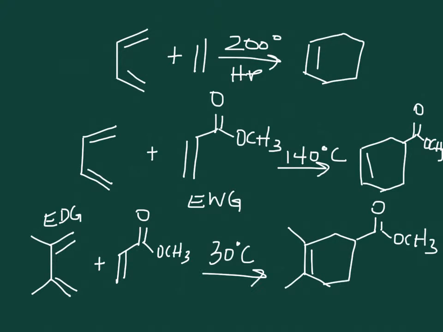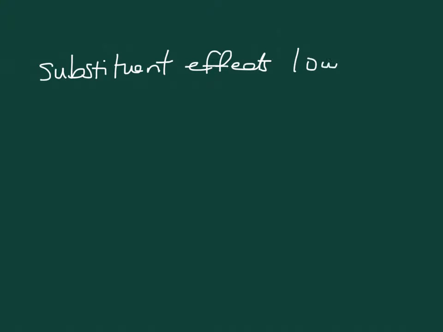So, an electron withdrawing group on the dienophile will accelerate the rate of reaction. An electron donating group on a diene will also accelerate the rate of reaction. These substituent effects lower the activation energy for the reaction.